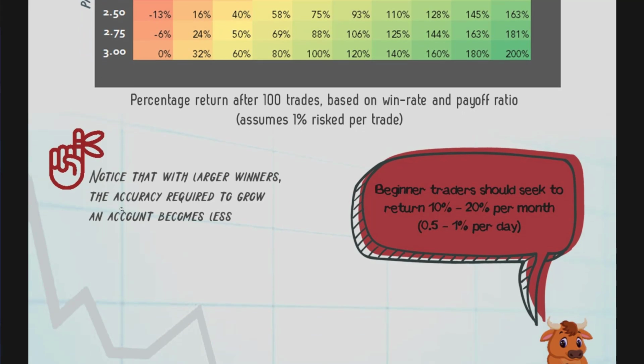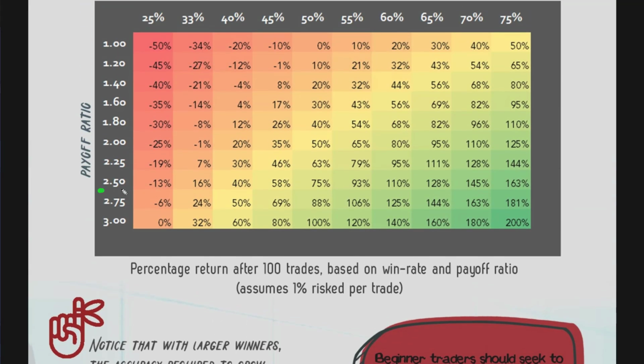Notice that with larger winners, the accuracy required to grow an account becomes less, right? If you're going for 2.5, 3 to 1s, you can be less than 50% accurate. You can be in this realm here, right? 40, 45% accurate and still make money.